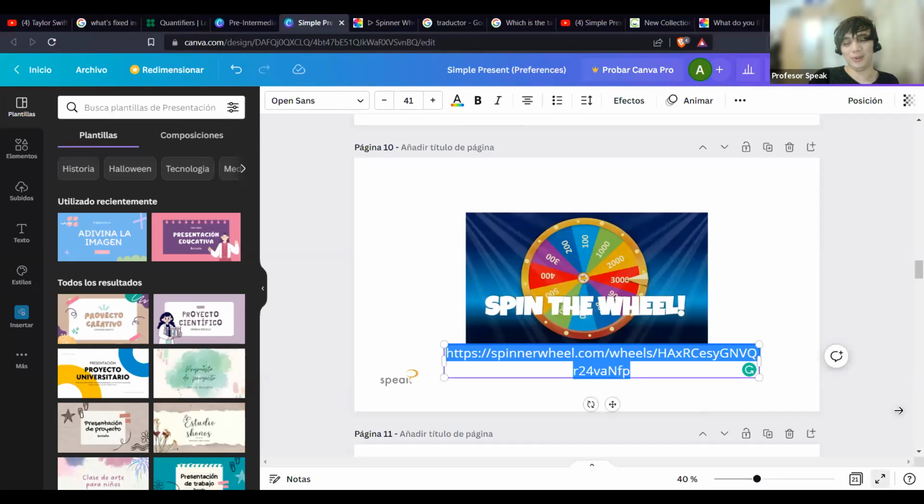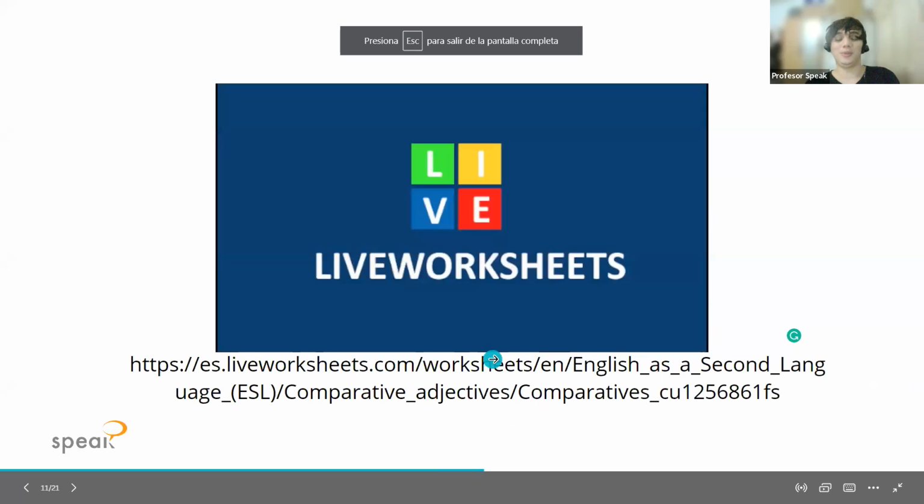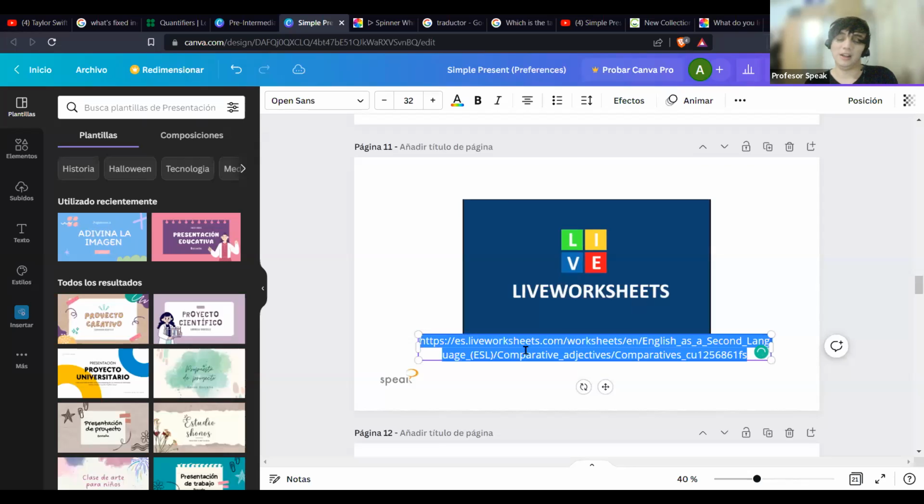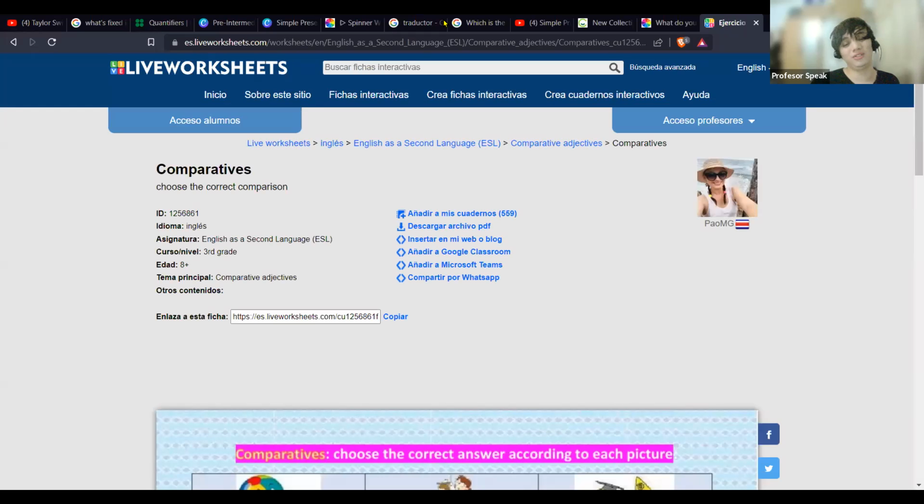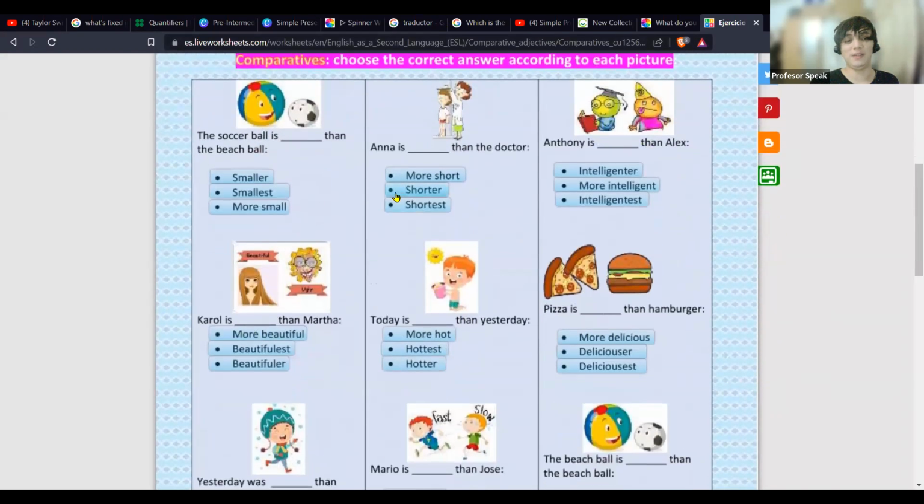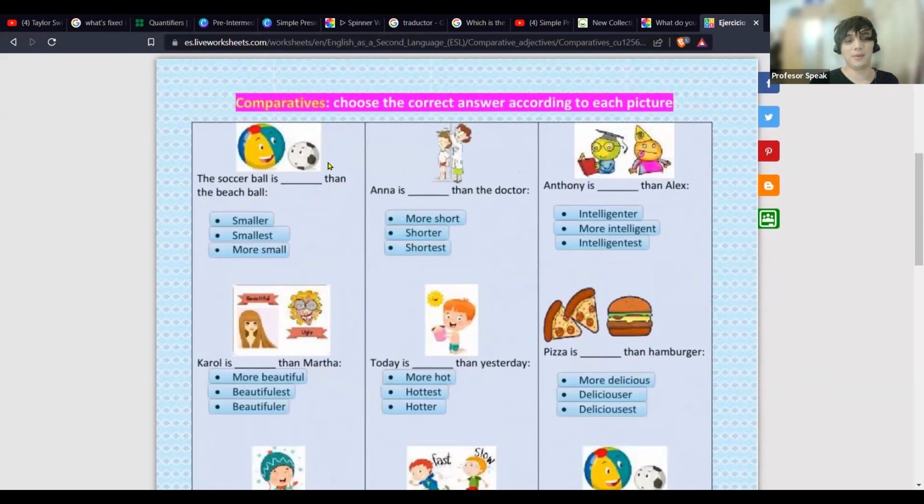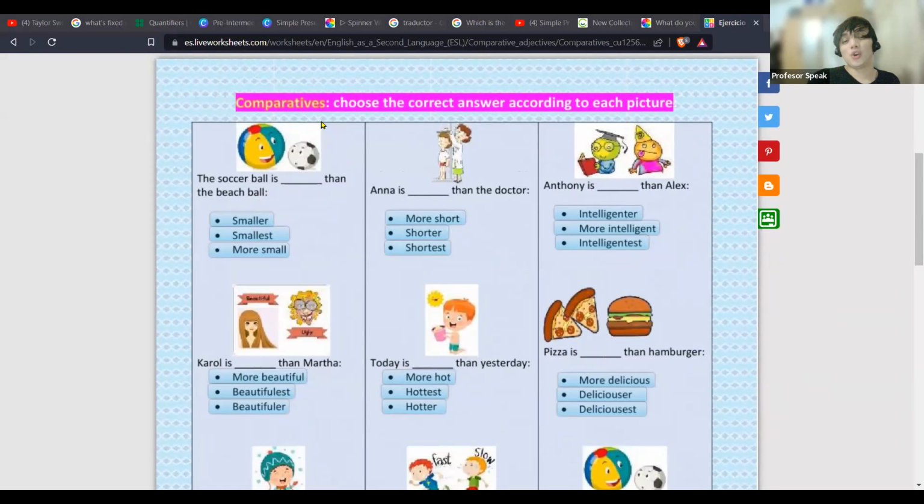So now let's continue. Right now, guys, we're going to reinforce comparatives because that is today's topic. So we're going to combine simple present, preferences, and comparative adjectives. Do you remember comparative adjectives? So we have this activity. It says comparative, choose the correct answer according to each picture.